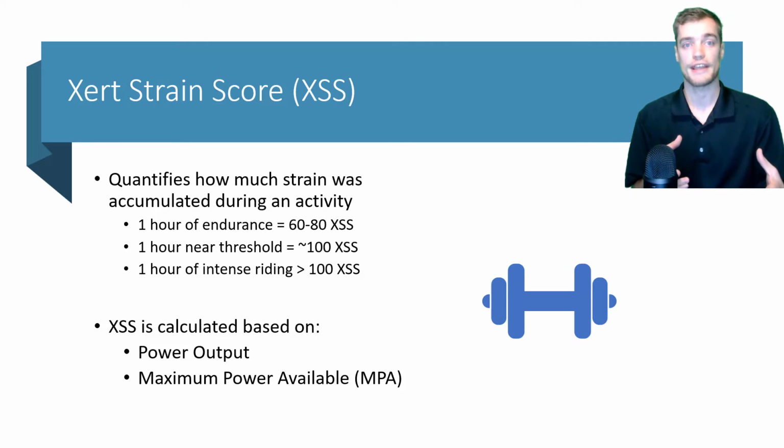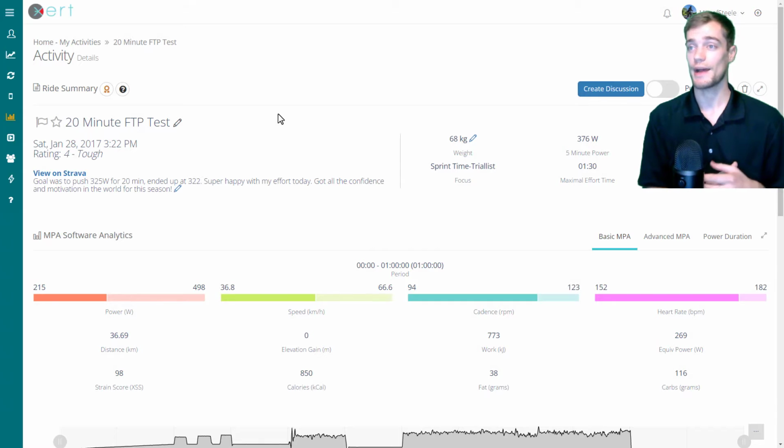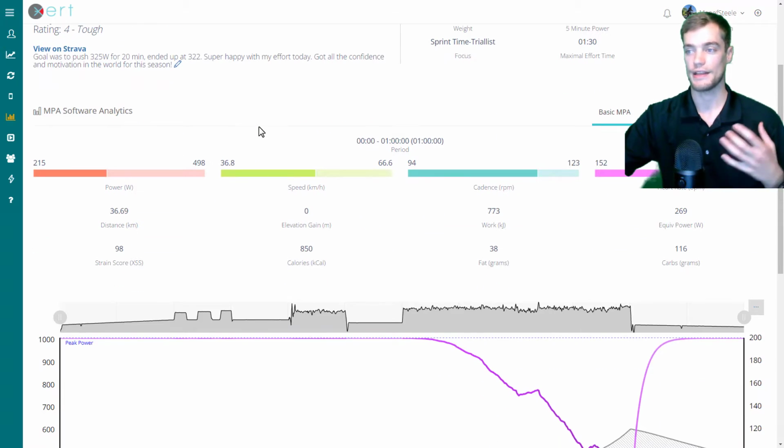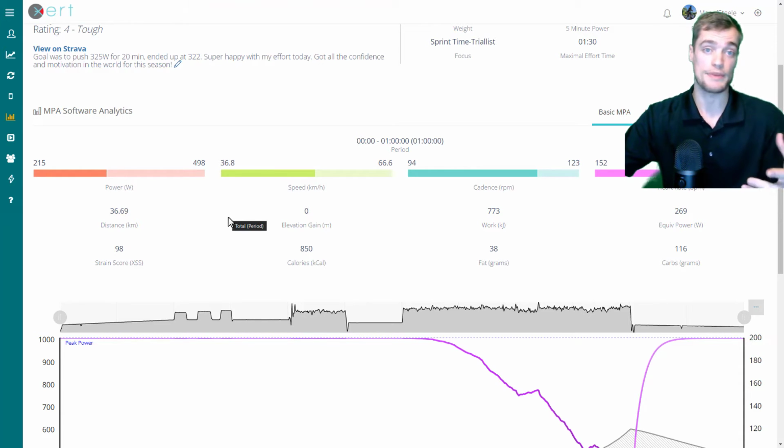And to help you understand this, I've put together a couple demonstrations. So let's hop into the Xert software. For the first demonstration of the day, I'm going to revisit the 20-minute FTP test that we looked at in the first video of this series. I really like this activity because it very easily illustrates many of the key concepts behind the Xert platform. And in this demonstration, we're going to use it to validate that, first of all, riding at a higher intensity generates more XSS, and secondly, that your MPA also factors into how much XSS you're awarded during an activity.